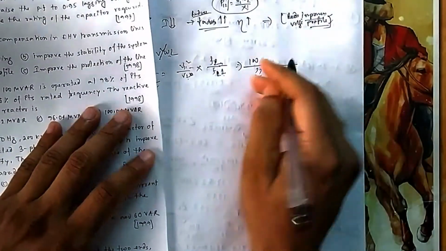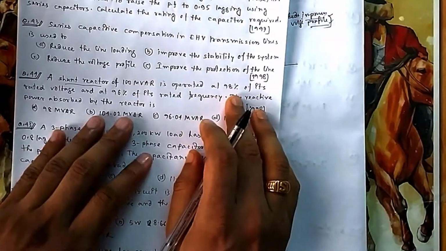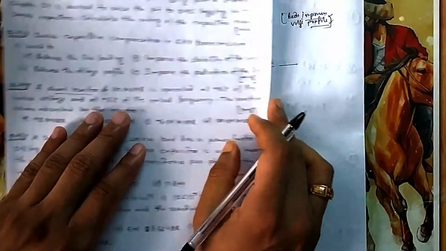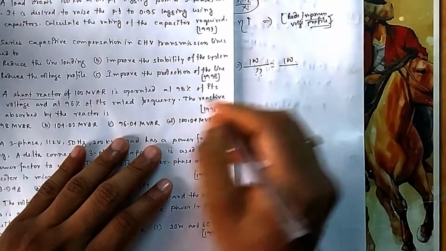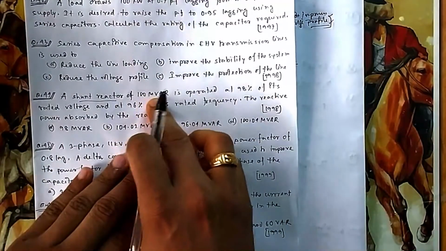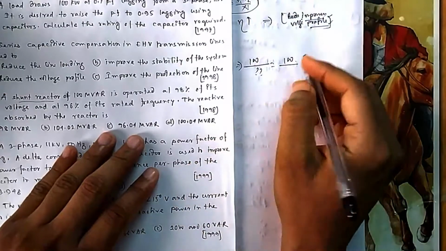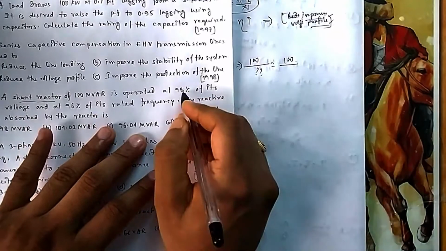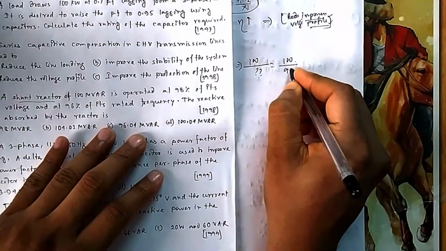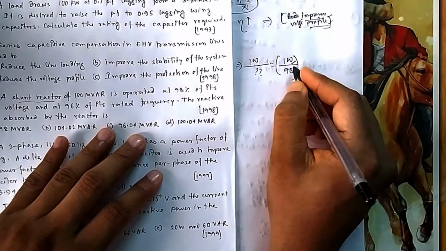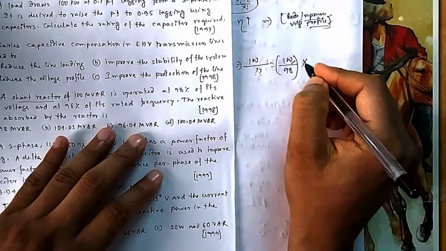What is V1? V1 was operated at 98% of the rated voltage. So if I consider the rated voltage as 100, then for the rated capacity, if you give rated voltage and rated frequency, I will get 100 MVAr. Now what I am giving is 98% of that. Suppose it was 100x, so I am giving 98x. You can put x, and it will get cancelled.